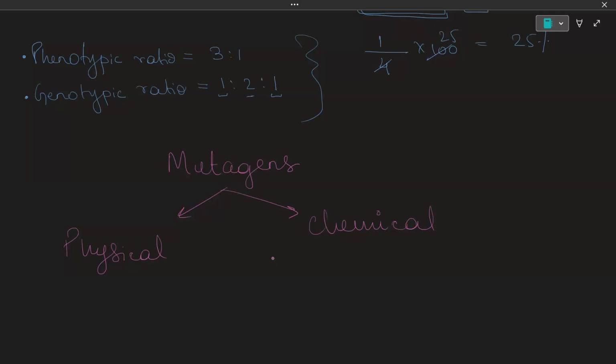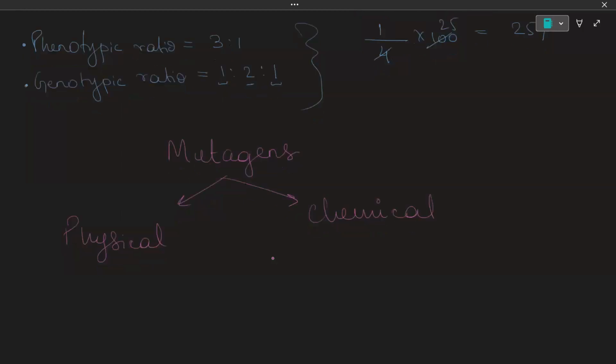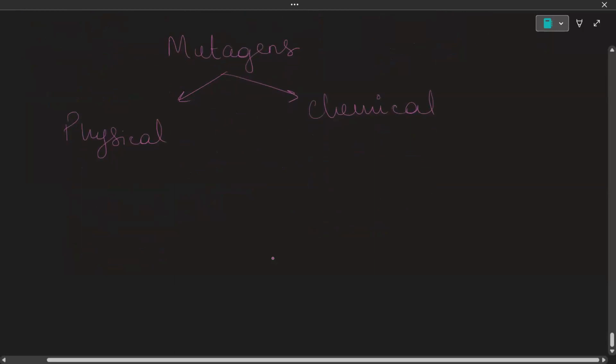X-ray, gamma ray, alpha, beta, all these rays, they are ionizing radiations. But talking about the non-ionizing radiations, so basically here you have the UV rays. Okay, this much is clear? Yes, ma'am.